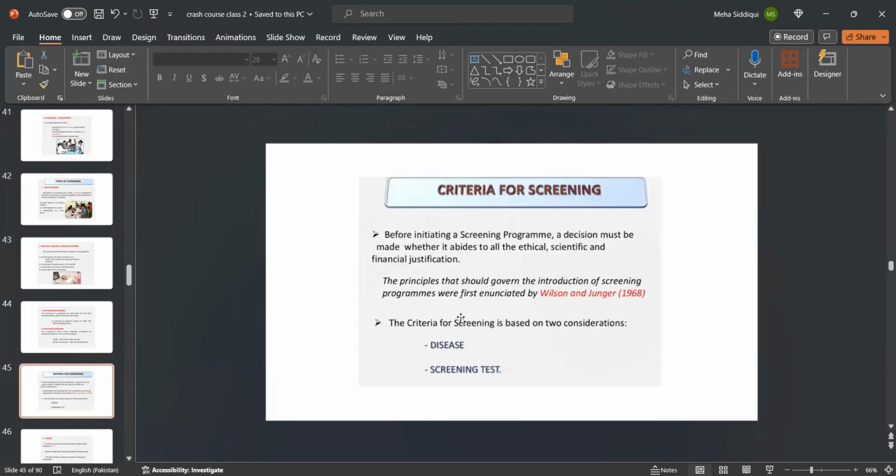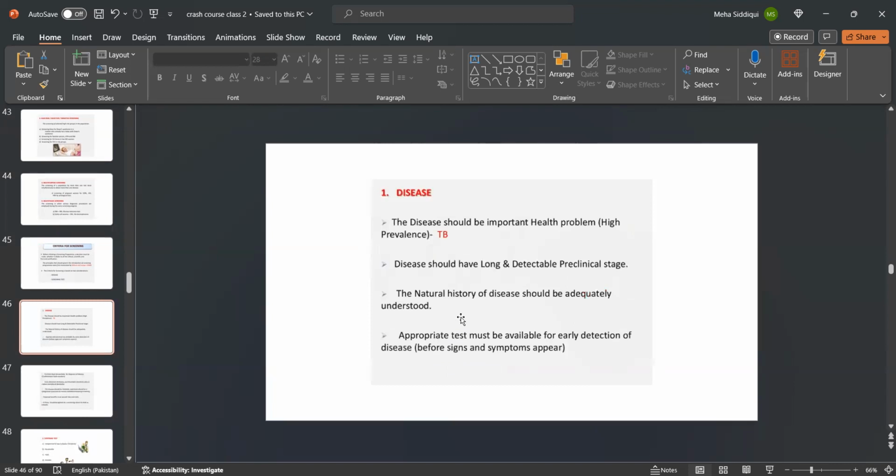The criteria for screening. The criteria for screening is based on two considerations: disease and screening test. Disease. The disease should be an important public health problem, that is, it should have a high prevalence. For example, TB. Disease should have a long detectable preclinical stage. Natural history of disease should be adequately understood. Appropriate tests must be available for early detection of disease.